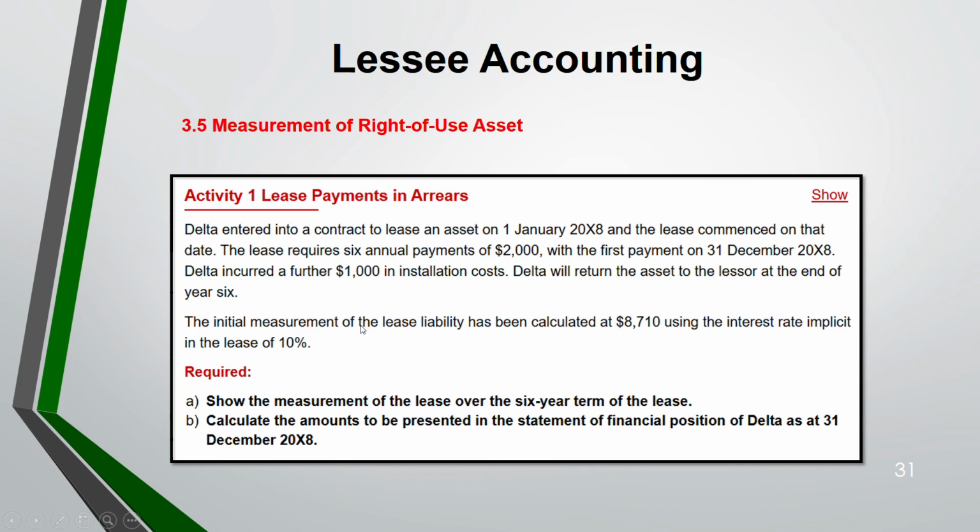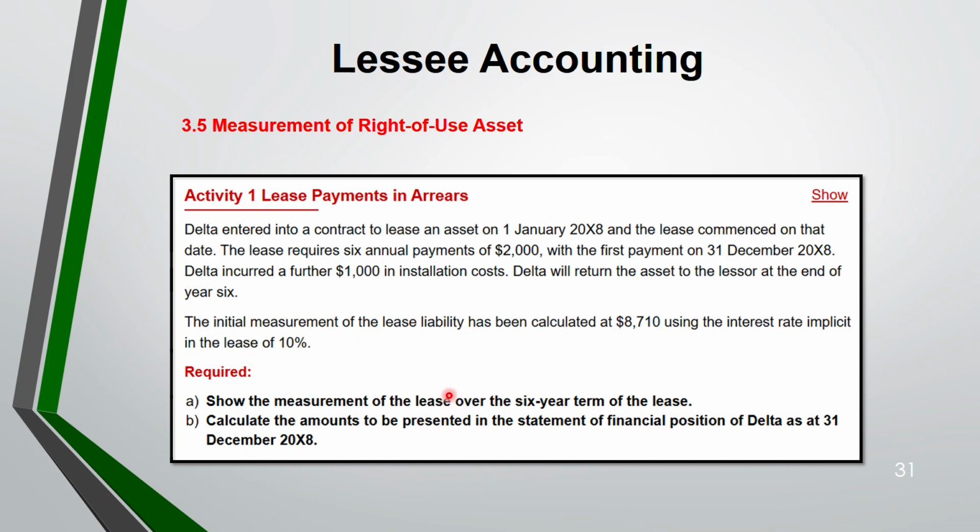Now, activity 1, lease payment in arrears. So let us do this question. This is about Delta entering into a contract started on 1st Jan 2008, the day they started the lease. They are requiring 6 annual payments of 2000, first payment on 31st December. They are incurring a further 1000 in installation cost. Delta will return the asset to the lessor at the end of year 6. The initial measurement of the lease liability is 8710 using the interest rate 10%.